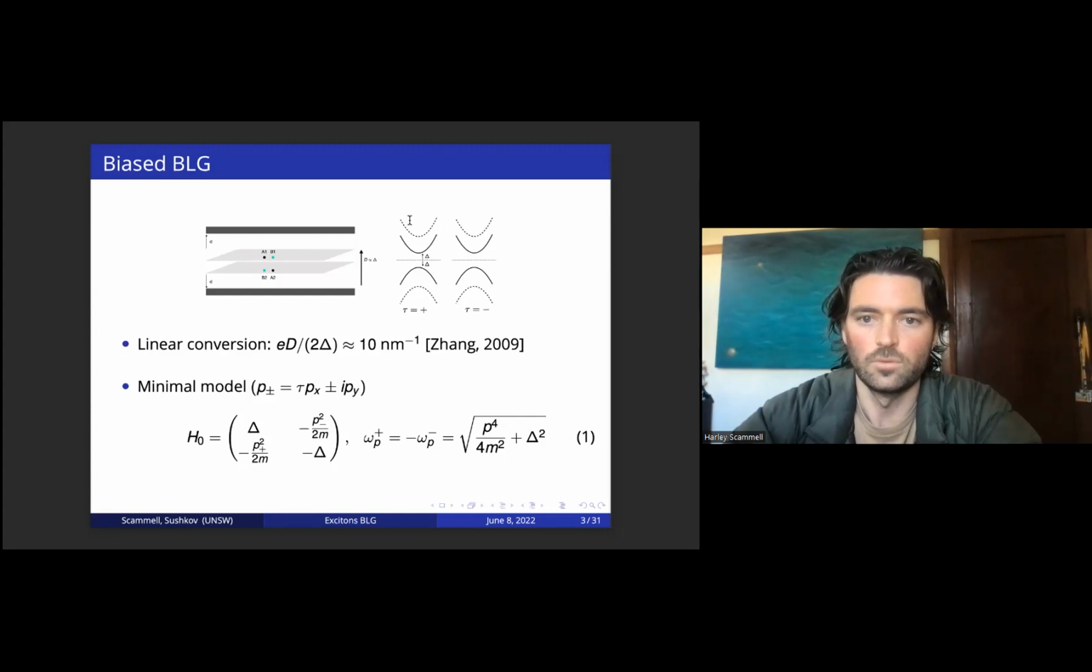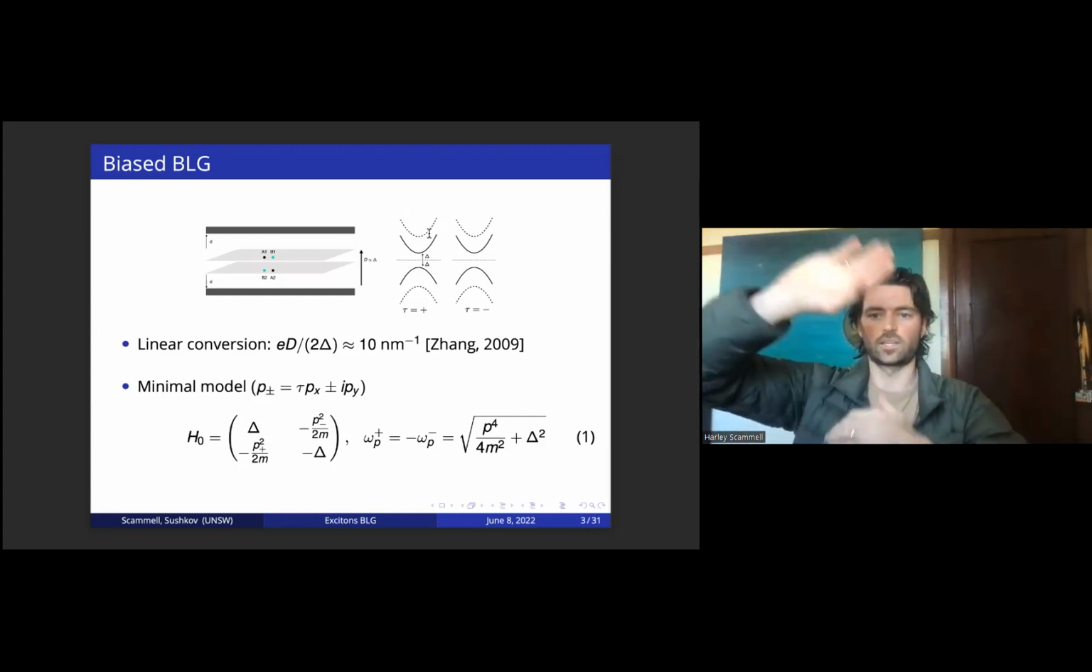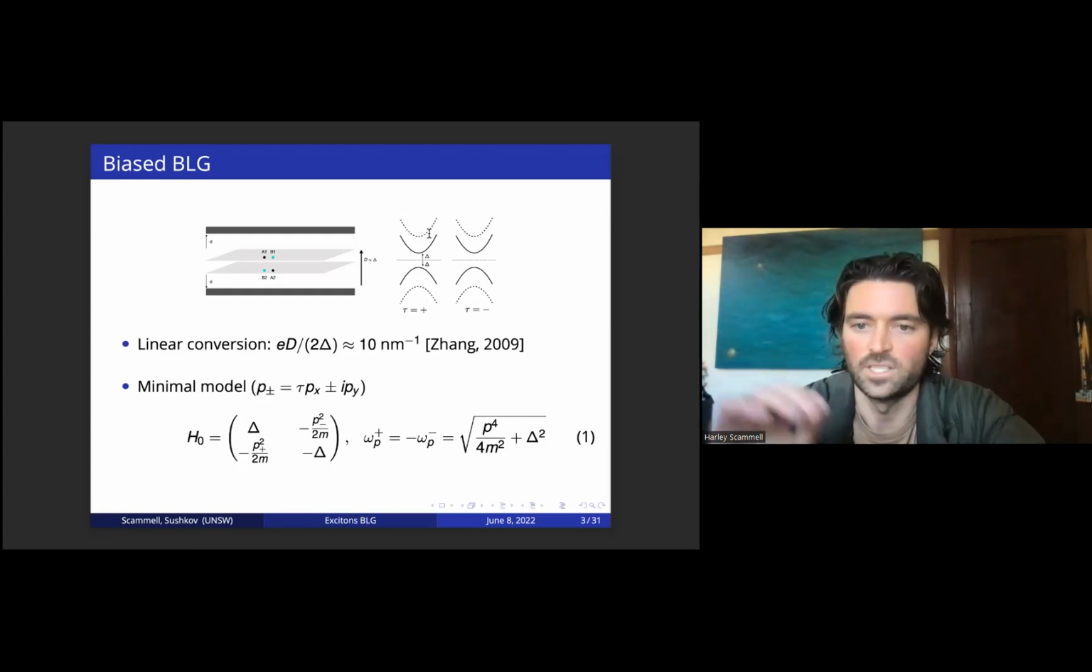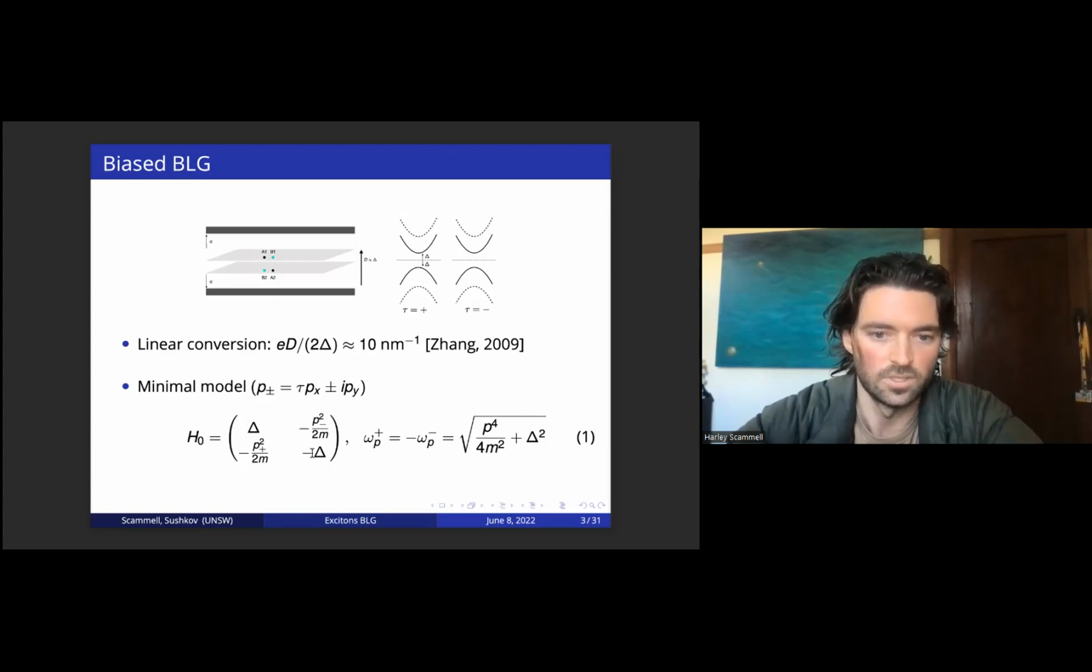I've also drawn in dashed lines, and these are extra bands at higher and lower energy, but they won't participate at all in the analysis. They're separated by an energy gap of about 0.4 eV, and we're not interested in energies of that scale. So you can capture this 2-band model with this 2x2 Hamiltonian. And this is at a given valley, let's say tau plus.